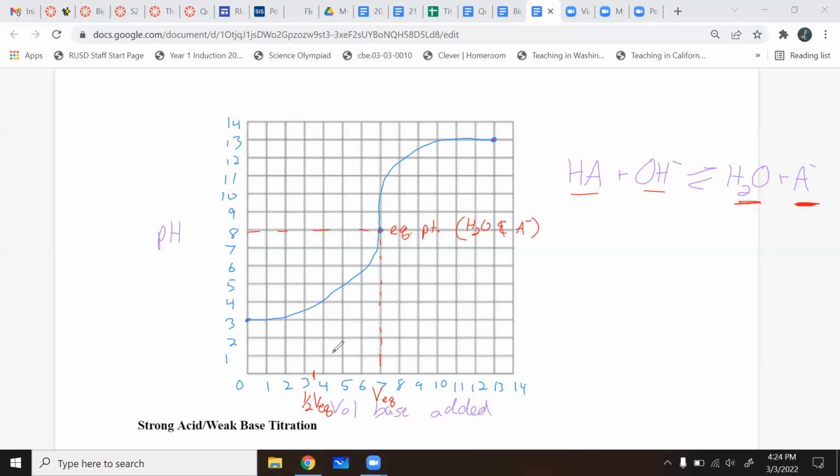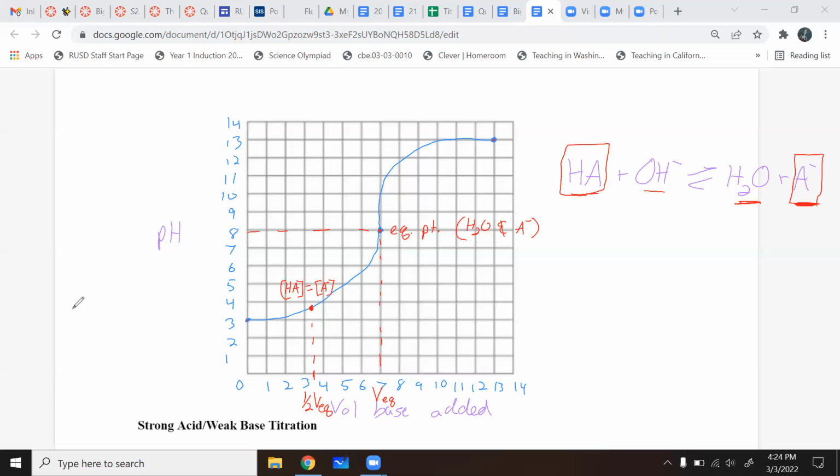I'm pointing that out because if you trace this half equivalence point up to our titration curve, it is at this point that our concentration of weak acid and our concentration of conjugate base are equivalent to one another. So on your graph, I'd like you to label that our concentration of HA, and again, that's our weak acid, is equal to our concentration of our conjugate base.